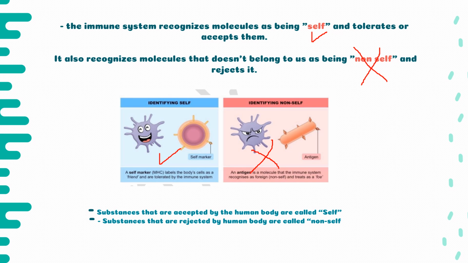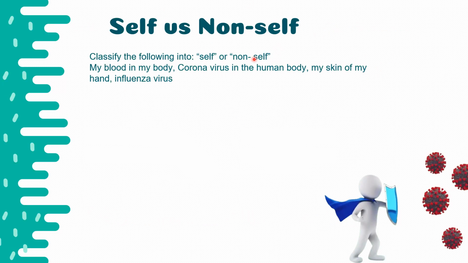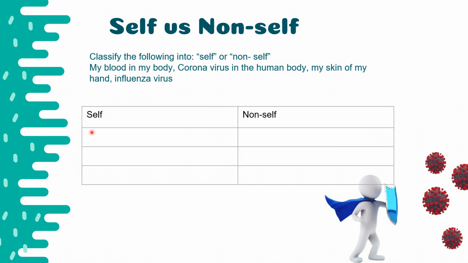So, substances that are accepted by the human body are called self, and substances that are rejected by the human body are called non-self. Self and non-self. Now we have a table. I want you to classify the following into self or non-self. Here we have a table. My blood in my body.